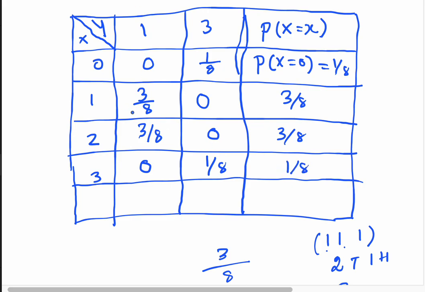And if I sum along the column, we'll get this is 3 by 4. This is the probability of Y equal to small y. So for the difference 1, the probability is 3 by 4, and for the difference 3, it is 1 by 4. If you sum these, 1 by 8 plus 1 by 8 is 1 by 4, 3 by 8 plus 3 by 8 is 3 by 4, so this is 1, and again this is 1 also. So this is my table.